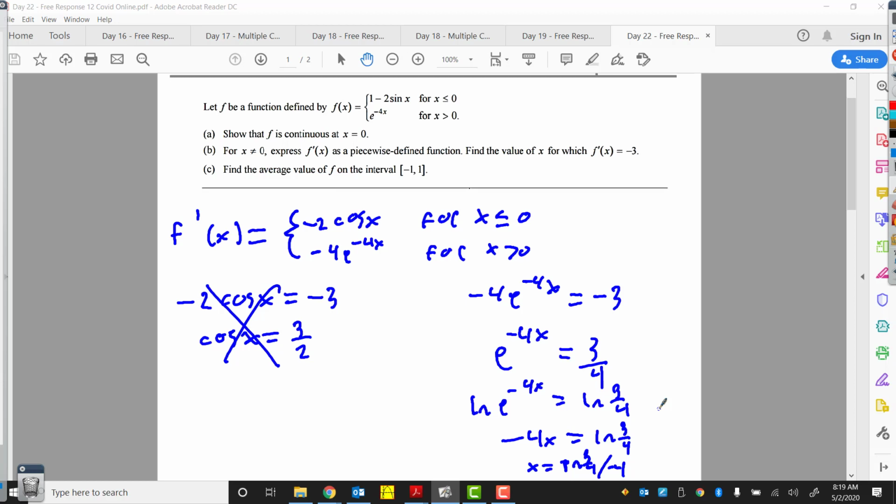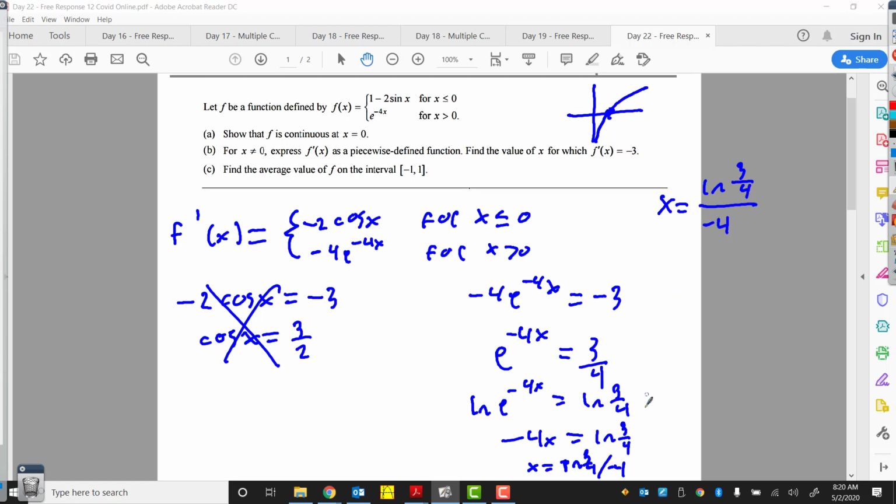Now, your question is, is this greater than 0 or less than 0? So let's look at this. X equals natural log of 3/4 over negative 4. Okay, let's think about what the graph of natural log looks like. We know at 1, it crosses the x-axis. So that means everything before 1 is negative, and everything after 1 is positive.